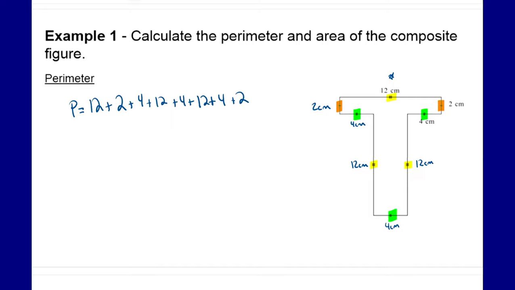Maybe you go through and cross off each side as you add it up, or you put a little mark at each side when you add it. Whatever works for you. So I'm going to add up all those values, and I'm going to get 52 centimeters. So therefore, the perimeter is 52 centimeters. No extra units or no extra signs on the units when we're dealing with perimeter. But that's the perimeter of this composite shape.